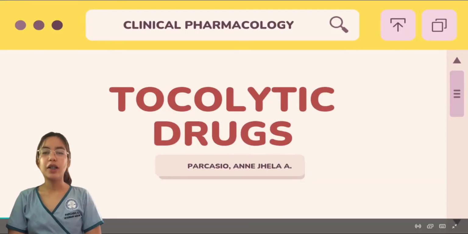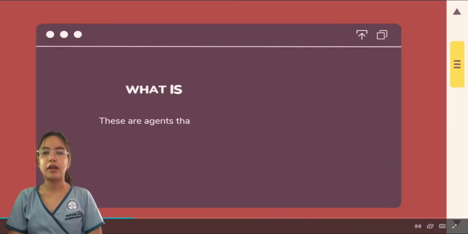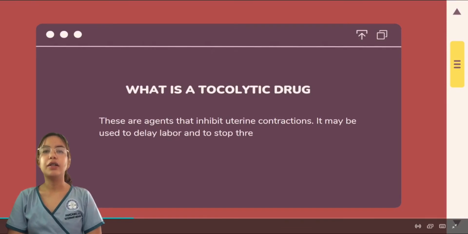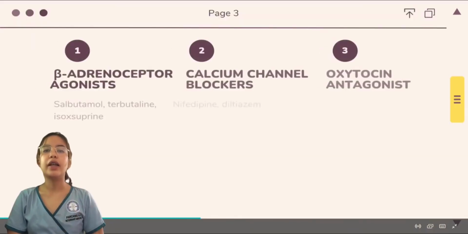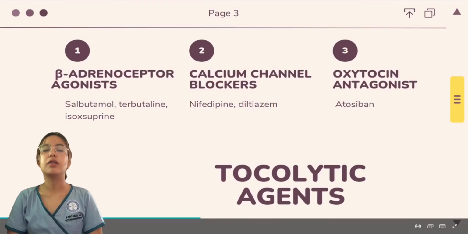Good day everyone! Today we will talk about tocolytic agents and drugs. So tocolytics are agents that inhibit uterine contractions. They relax uterine smooth muscle and may be used to delay labor and to stop threatened abortion. So we have three tocolytic agent examples and drugs.